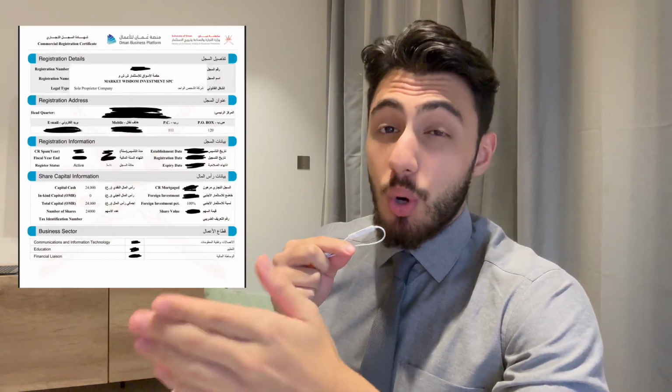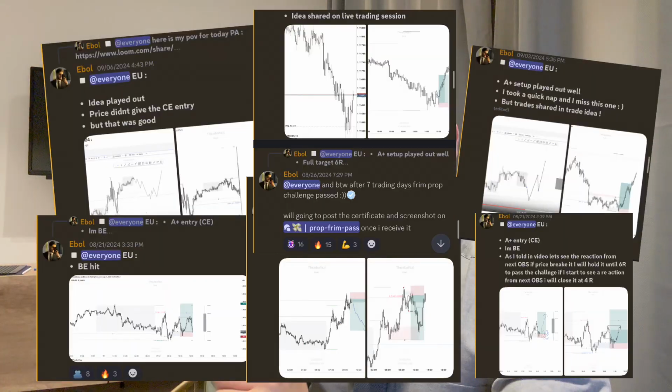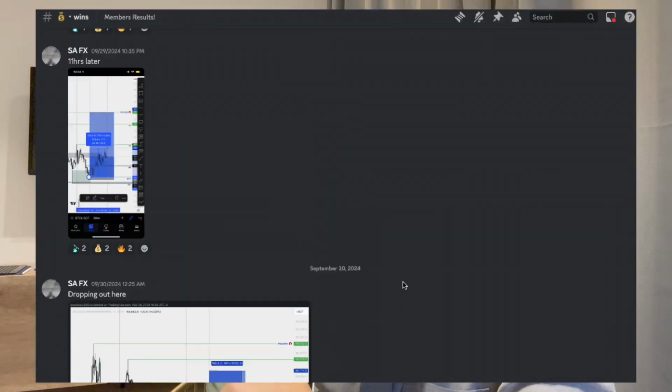Let me introduce myself. My name is Ebol, I'm 19 years old, a six-figure investor, capital and day trader. Recently, I just started running my own hedge fund at 19 years old. I share my trades with my teammates every day and I use a liquidity strategy, and it has worked for me, my students and my teammates.